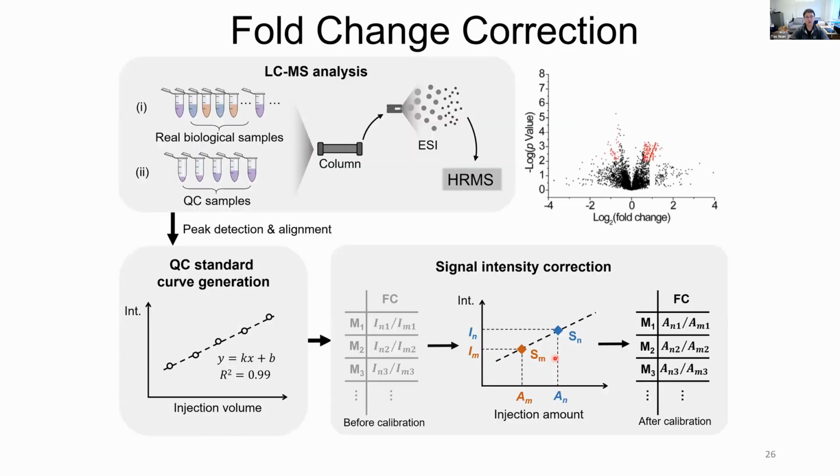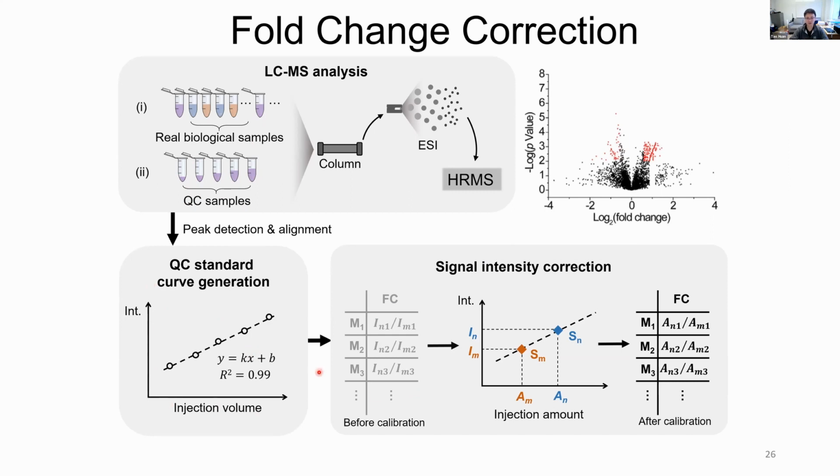Okay, so then we need to come up with some solutions to correct the fold change bias. There could be many different ways, but we propose an approach by designing a serially diluted QC sample. So basically, you prepare the quality control sample, and you do either the serial dilution or use different injection volumes. From there, you can build this QC calibration curve for each metabolic feature, where the x-axis can be the injection volume or dilution factor, and the y-axis is the intensity.